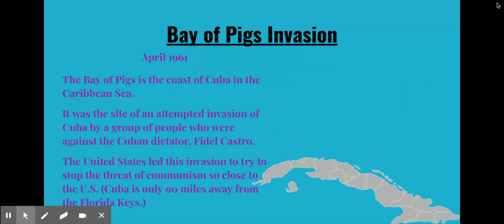The Bay of Pigs invasion was an international conflict that happened in April 1961. The Bay of Pigs is the coast of Cuba in the Caribbean Sea. It was the site of an attempted invasion of Cuba by a group of people who were against the Cuban dictator Fidel Castro. The United States led this invasion to try to stop the threat of communism so close to the United States.